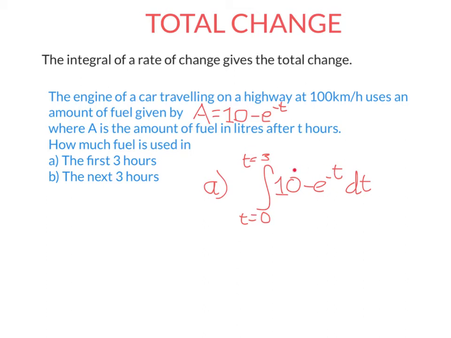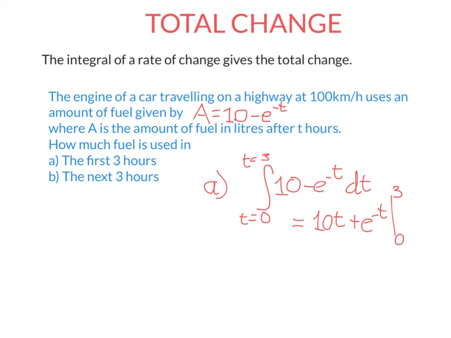Let's go ahead and find out what this actually equals. The integral of 10 will be 10t because we're integrating with respect to t. The integral of minus e to the minus t will just be positive e to the minus t because, of course, when you differentiate it, you times by minus 1 and you get this. Remember, no constant of integration when we're doing definite integrals. We're just going to evaluate it between t equals 0 and t equals 3.